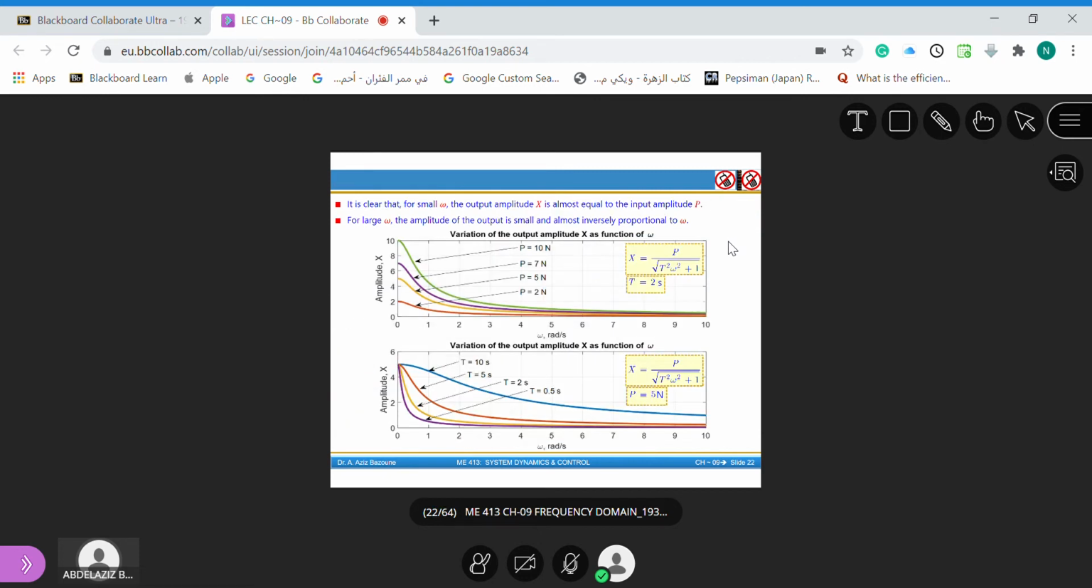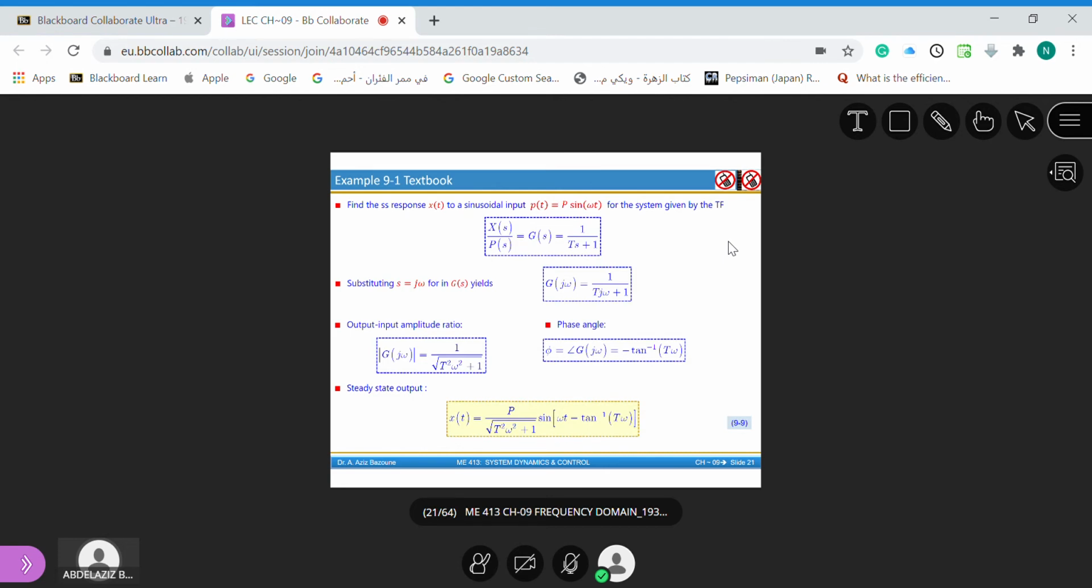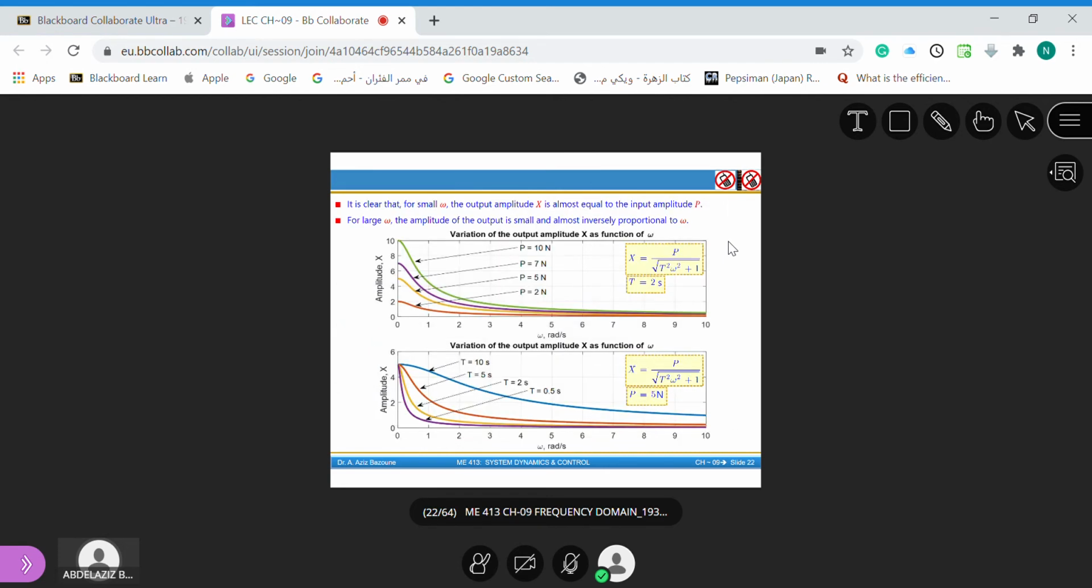Now, if we draw, just drawing, so we wrote them like this. If we draw the amplitude X, as you can see, when omega increases, the amplitude goes to zero. This is for a force P equal to 10 Newton, 7 Newton, 5 Newton, 2 Newton, and so on, for a T of 2 seconds.